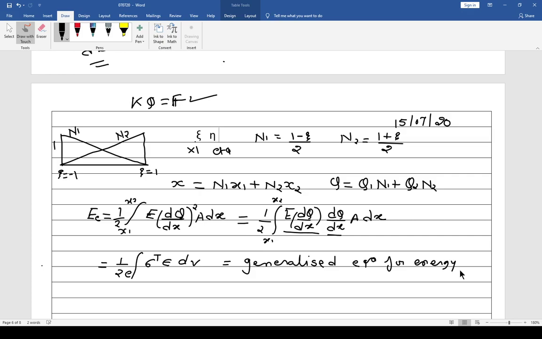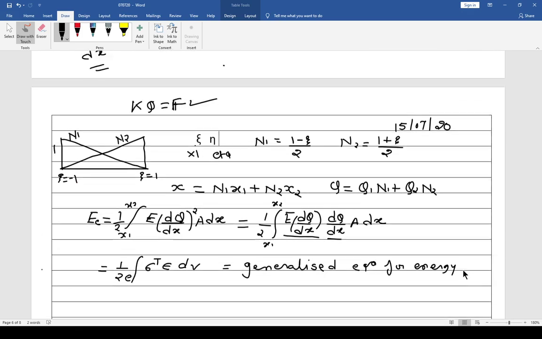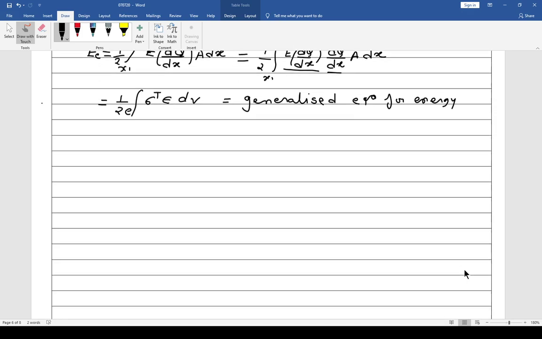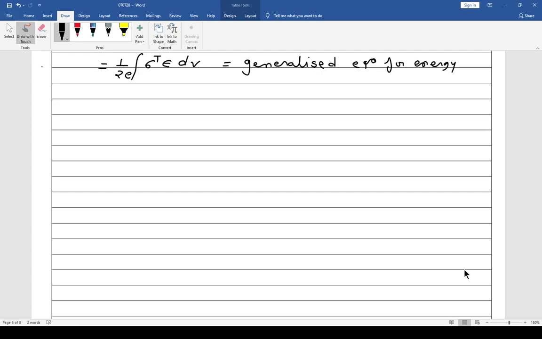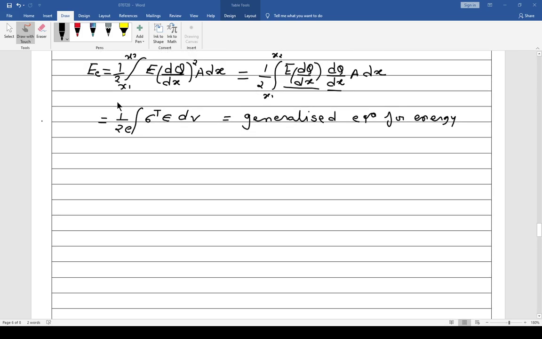Okay, so one should remember this equation. I just scroll down. Okay, fine. So one should remember that sigma transpose into epsilon into dV is the generalized equation.